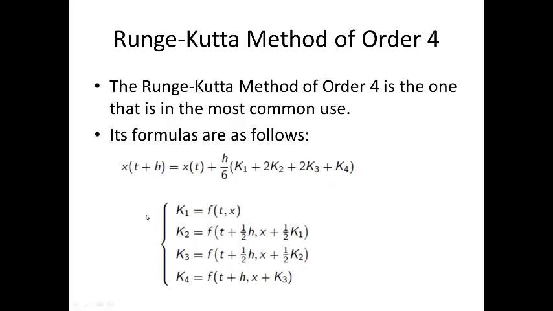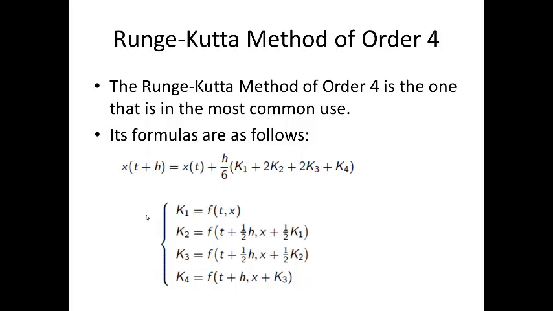So the Runge-Kutta method of order 4 is the one that is in most common use. Now its formulas are as follows. x of t plus h is equal to x of t plus h over 6, k1 plus 2k2 plus 2k3 plus k4. And k1, k2, k3, and k4 are given below.